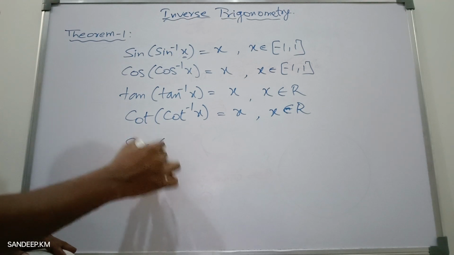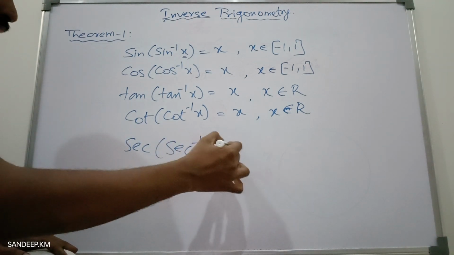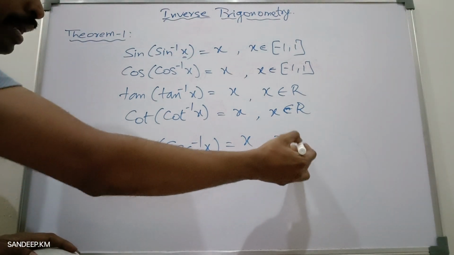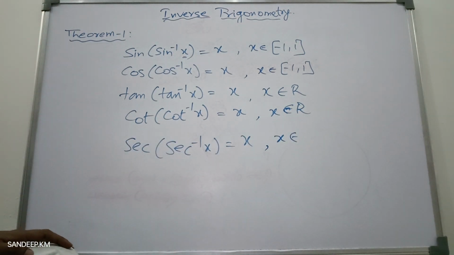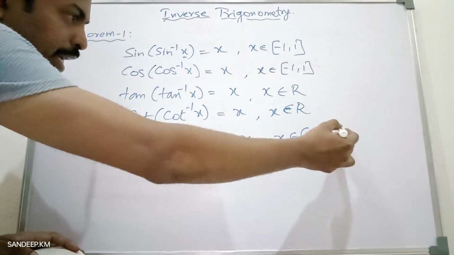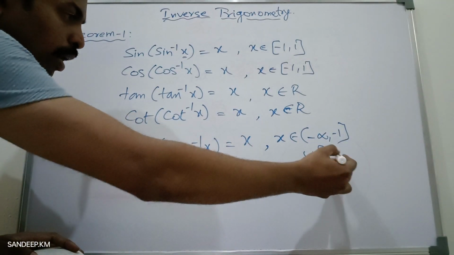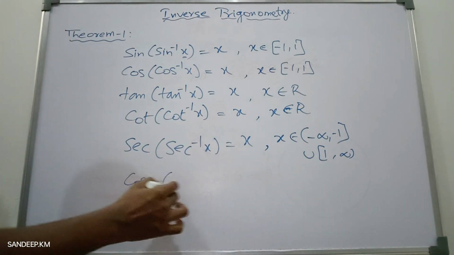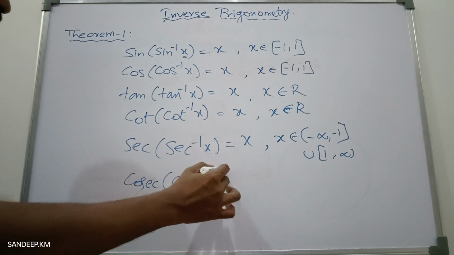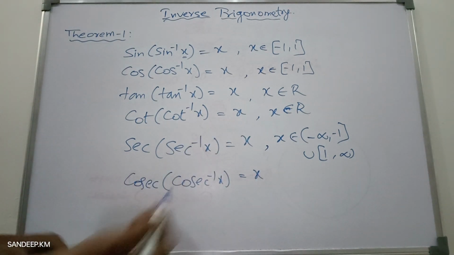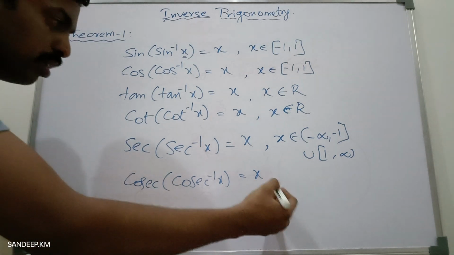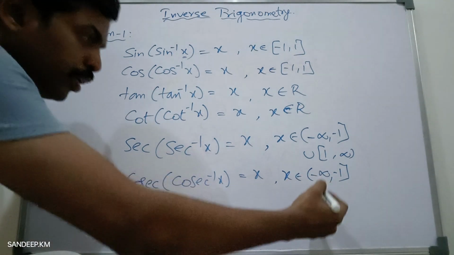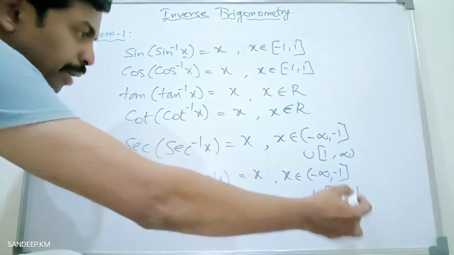Finally, secant of secant inverse x is again equal to x if x belongs to the domain of secant inverse x. What is the domain of secant inverse x? Minus infinity comma minus 1 union 1 comma infinity. And finally, cosec of cosec inverse x is equal to x. Again same, in the domain of cosec inverse x. When x belongs to the domain of cosec inverse x, minus infinity comma minus 1 union 1 comma infinity.